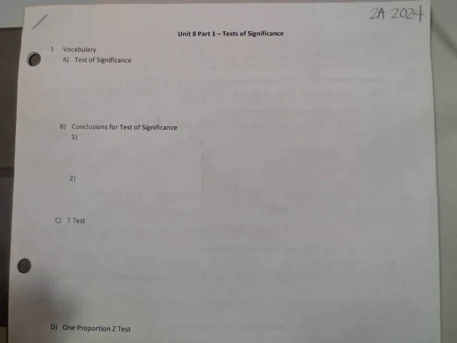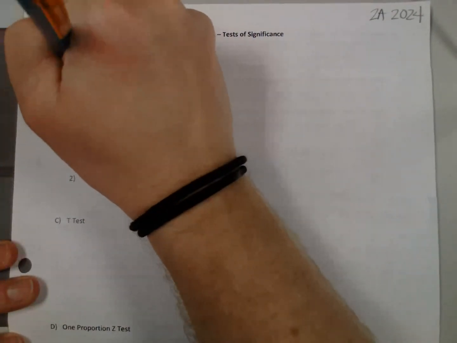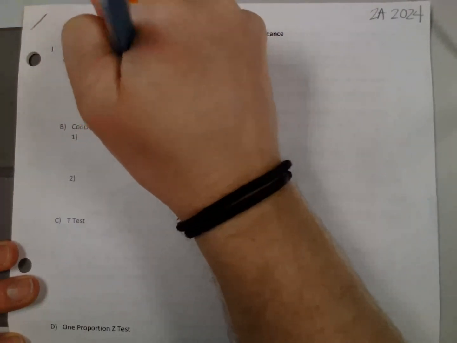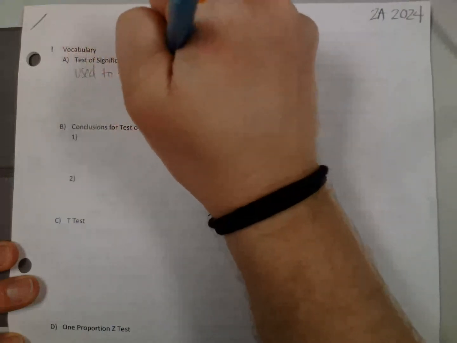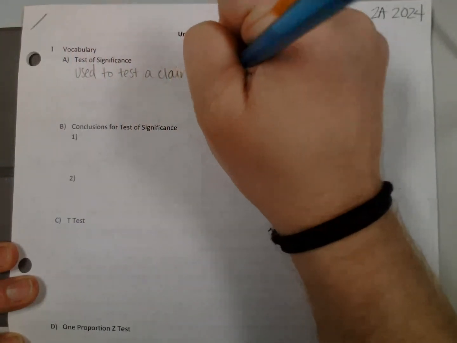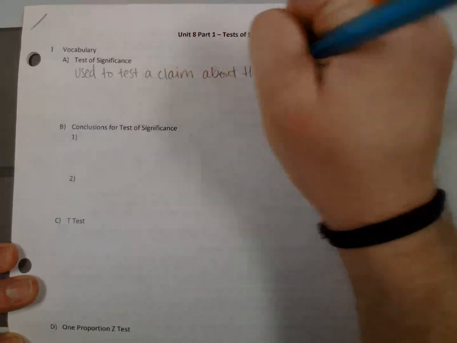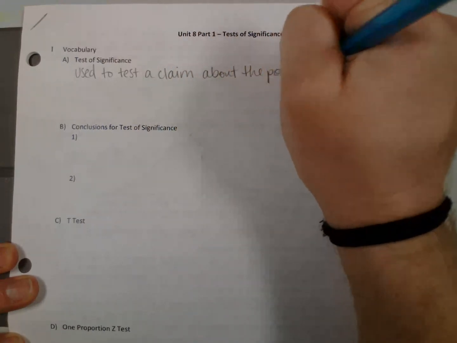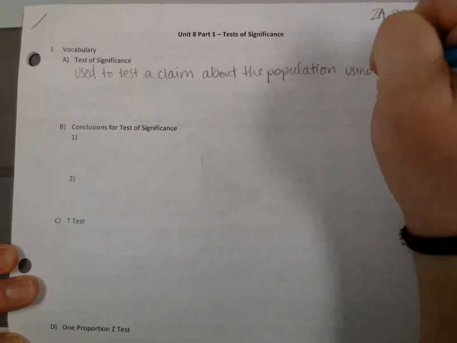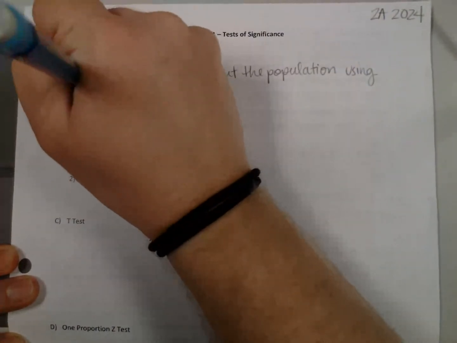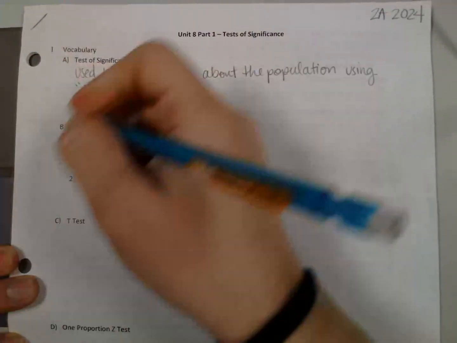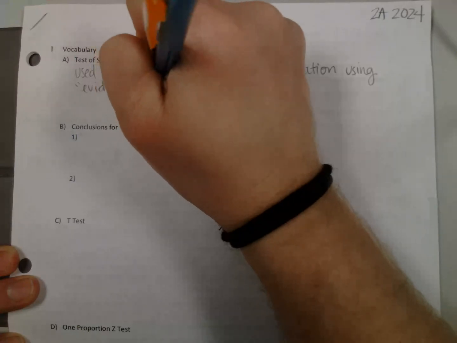Okay, so a test of significance is used to test a claim about the population using, we'll call it evidence, or in other words using statistics from a sample.